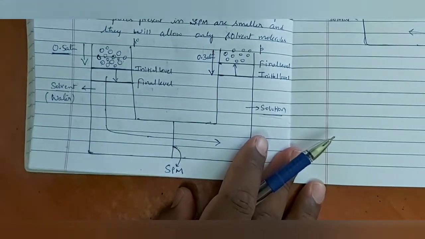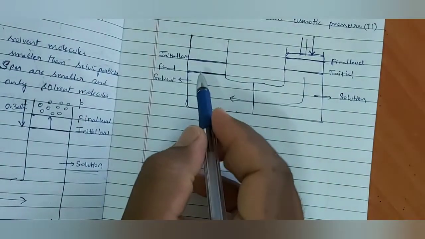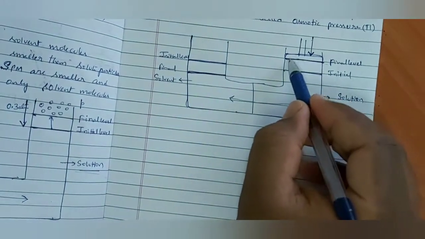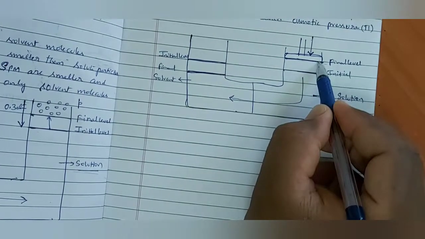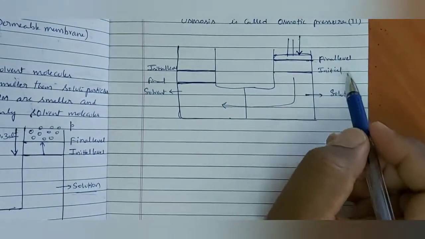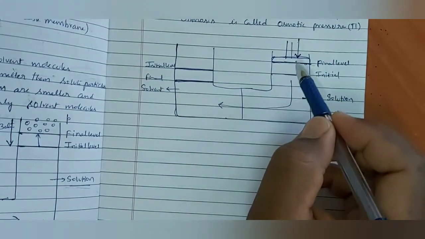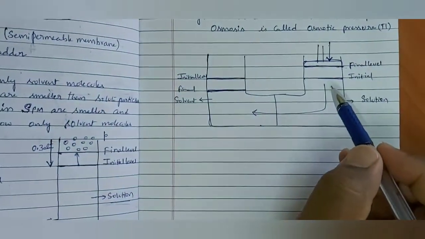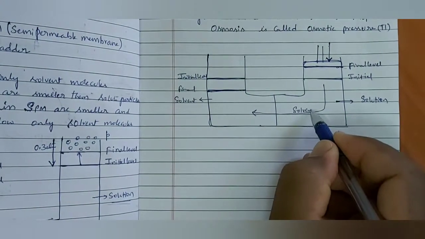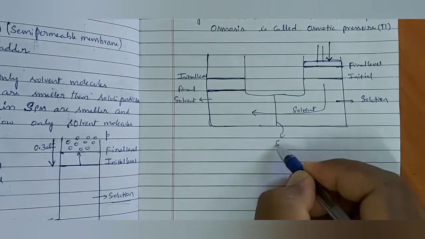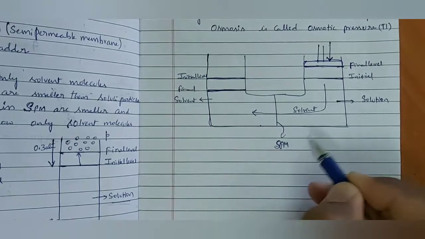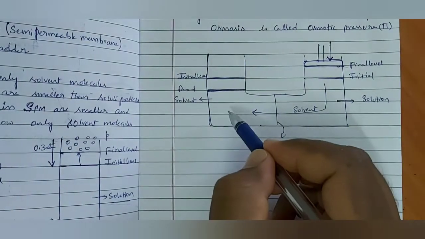Okay, that condition here we got, and this is the final level of solvent and this is the final level of solution. On the final level only I am applying pressure. At the time osmosis was stopped. Now when we apply the pressure, solvent molecules will move from solution side to solvent side.